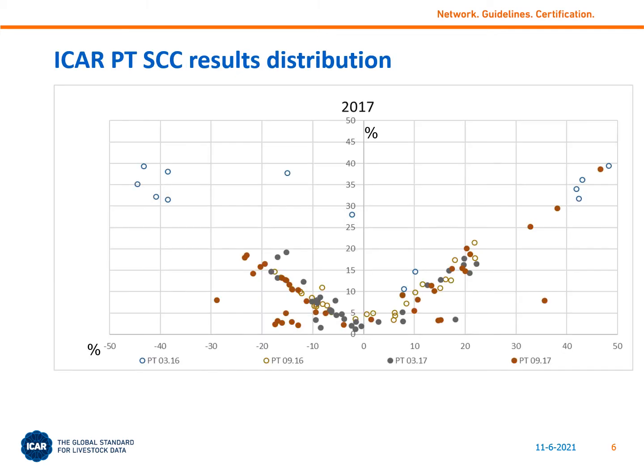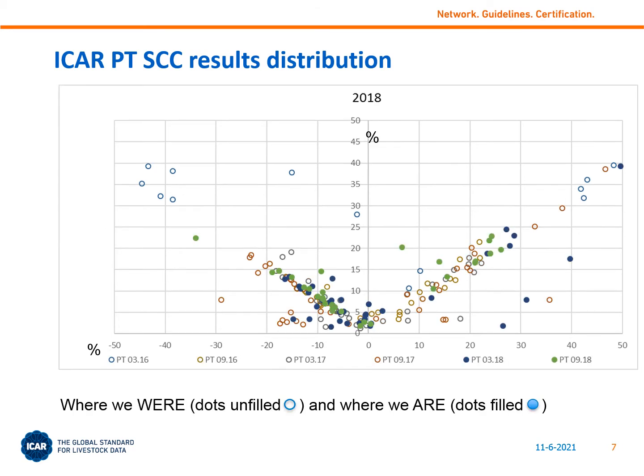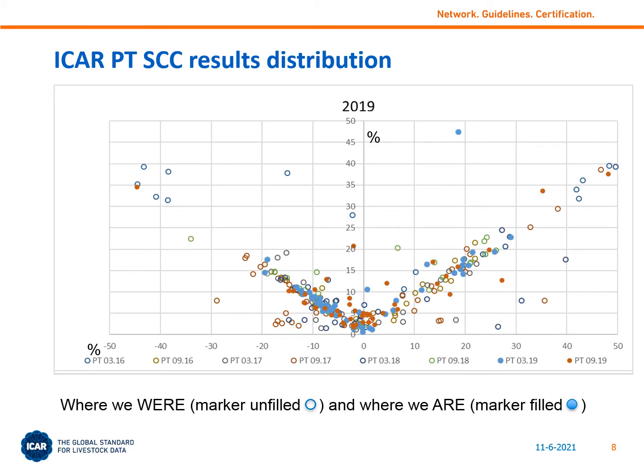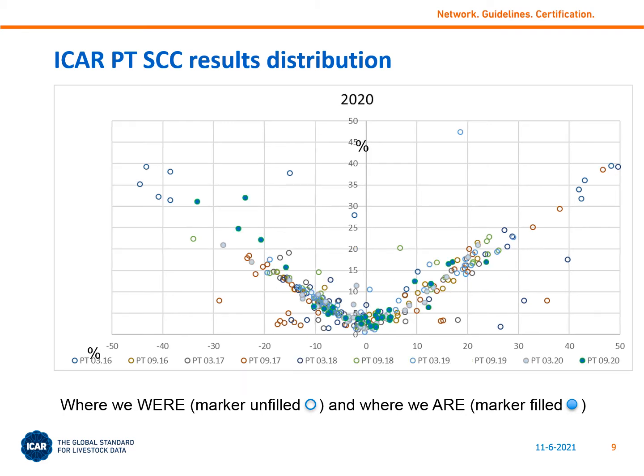In this slide, we show you the ICAR proficiency testing performance for somatic cell counting over the years. For each year, you see two colors because, as you know, 2 PT rounds are organized. The filled dots represent the year highlighted at the top of the figure. The unfilled dots represent the previous year's round. In this way, we can visualize where we were, the unfilled dots, and where we are, the filled dots.